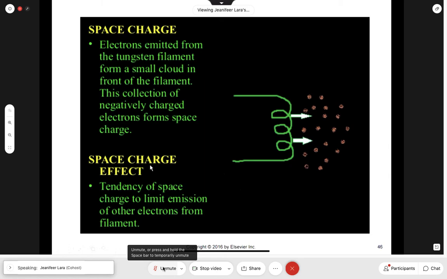The space charge effect happens when the tendency of space charge limits the emission of other electrons from the filament. When the cloud has reached capacity with electrons, you cannot boil off any more. The space charge effect happens and your system shuts down. Space charge is when the electrons that are emitted are forced to stay together by the focusing cup. If too many electrons are being boiled off, meaning you just have your hand on that little button and you're just waiting, there's too much for your console. The space charge effect happens and it shuts down your x-ray machine. The electrons will go back.